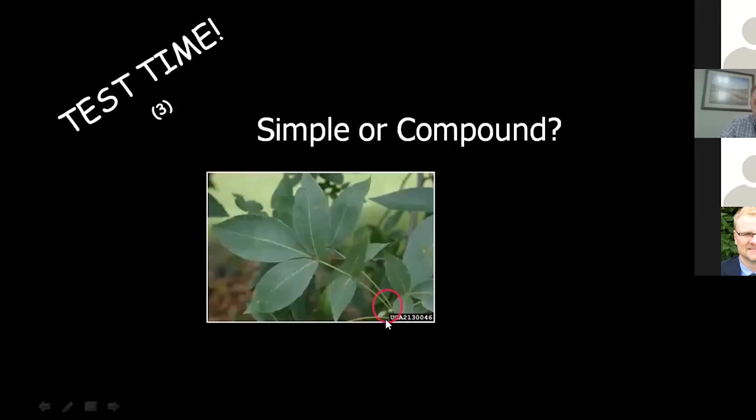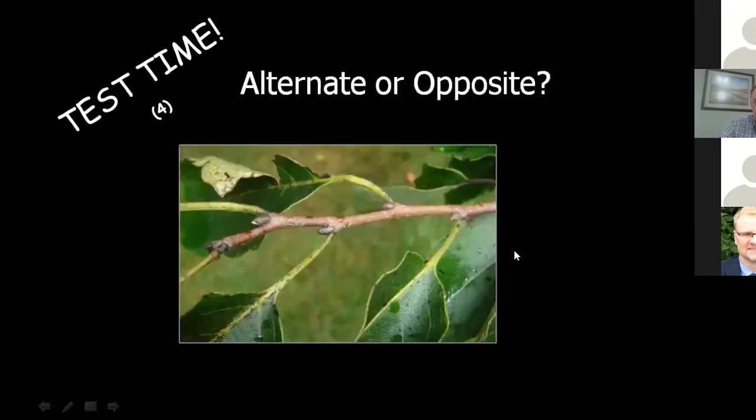Simple or compound. That's the leaf itself. Here's the bud down here, which means this is the rachis going up through here, the petiole. And you'll find out that we're jumping. Here's 2 leaflets. Here's 2 leaflets, and here's the 5th one. So this is a compound leaf. Here's the bud, and to see the whole leaf, you have to find 5 leaflets.